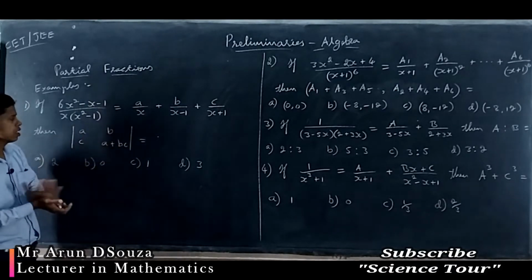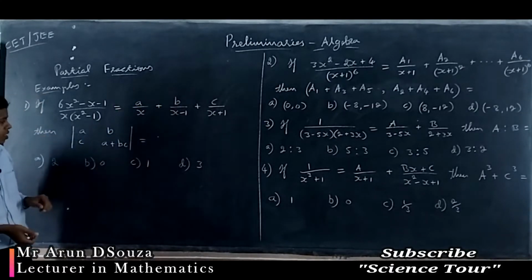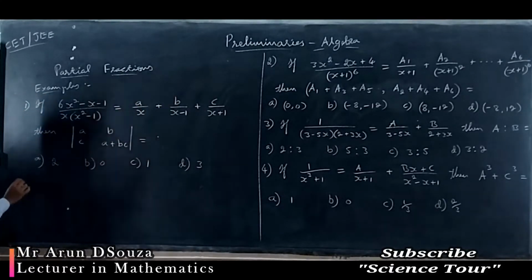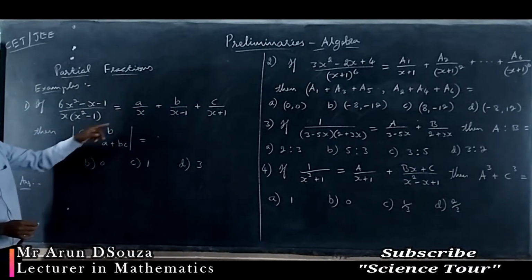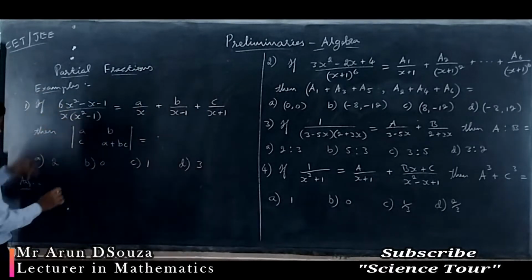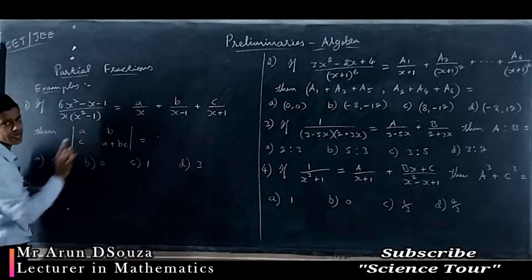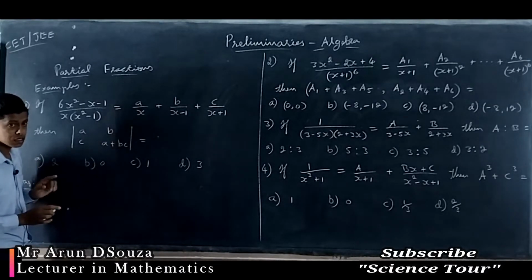Now what you need to find is the determinant of a, b, c, a plus bc. For that sake we have to find the values of a, b, c, and you know the shortcut method of finding it. So let's start. First of all, you take the LCM, and you have to cancel that LCM, so both the steps I am doing at once, remember.